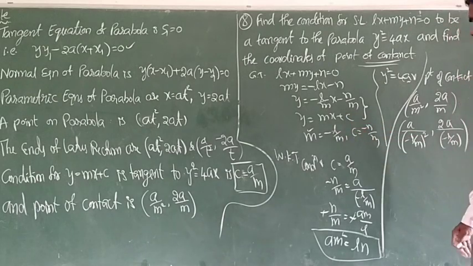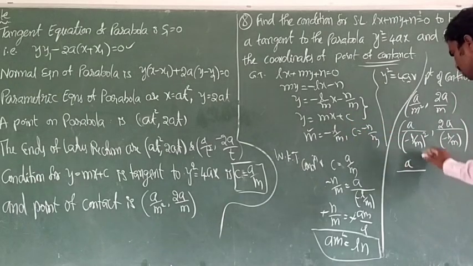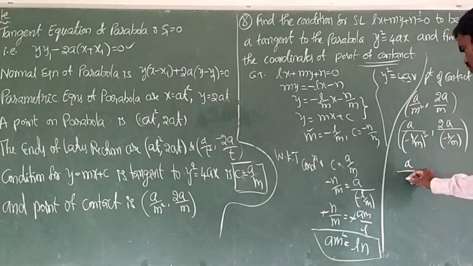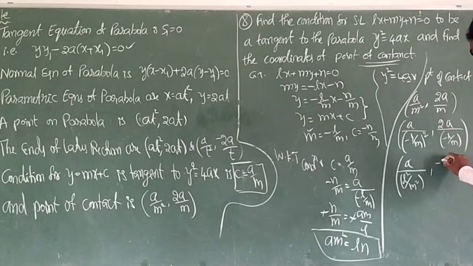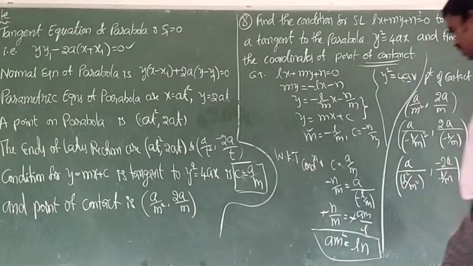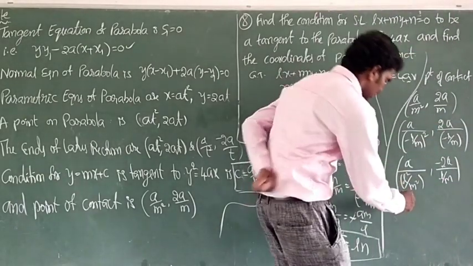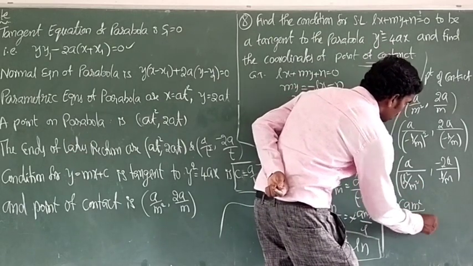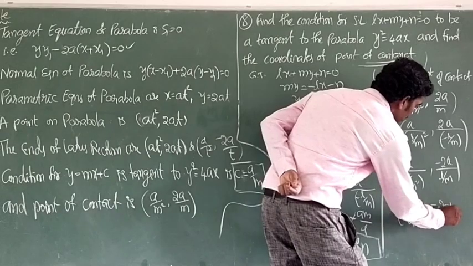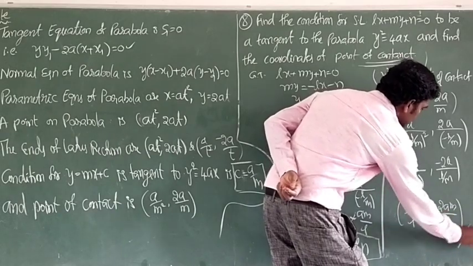So a by the square of L, we get L square by m square, comma, minus 2a by L by m. So obviously the denominator goes to the numerator because the denominator has a fraction. So it goes to the numerator: am square by L square, comma, minus 2am by L. So this is the answer, the point of contact.